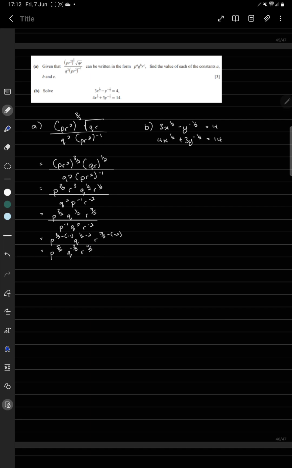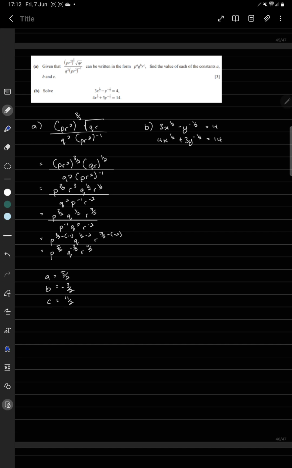Okay, and now we want to find A, B, C. A belongs to the power of P, so A is equal to 5 over 2. B belongs to the power of Q, which is -3 over 2. And C belongs to the power of R, which is 11 over 2. Now, let's move on to the next question.